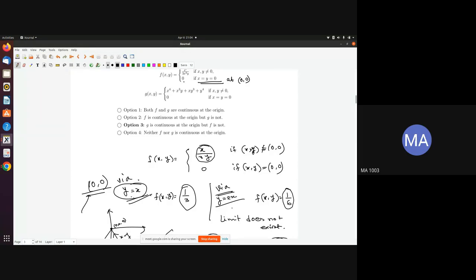For this particular example, a straight line is enough, right? Because for different straight lines we are getting different values. But there may be some question where for every straight line you get the same limit. Still, there is a chance that for some other path which is not a straight line, we will get a different limit. There can be a situation like that. Then you have to consider some parabola, y equal to x square, or y equal to x cube. Okay.